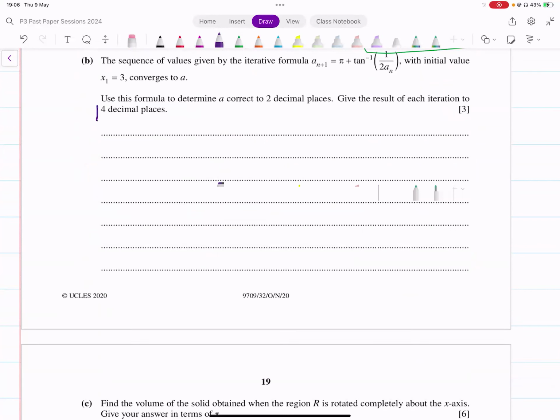Iterations should be rounded off to 4 decimal places. Final answer should be rounded off to 2 decimal places. The last decimal should be properly rounded off. Make sure that you take care of that, okay?